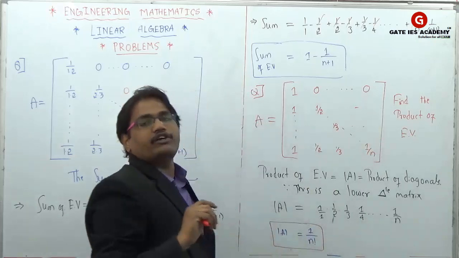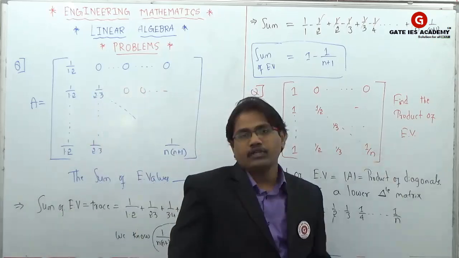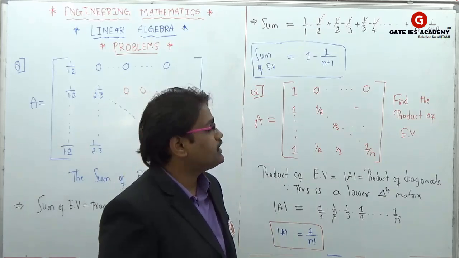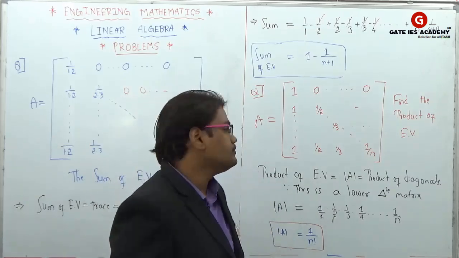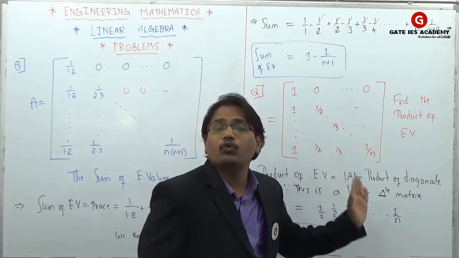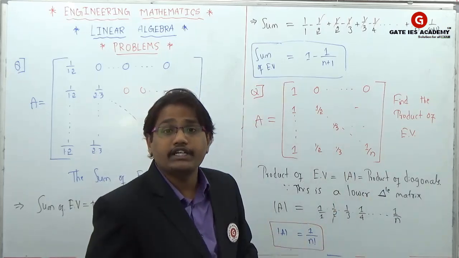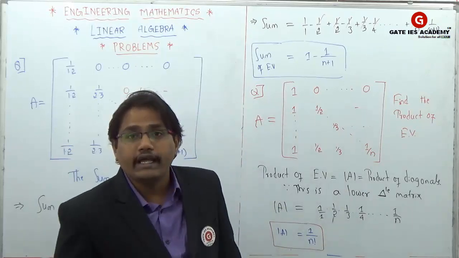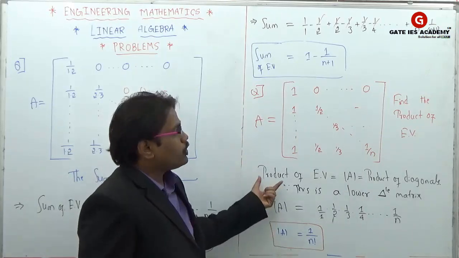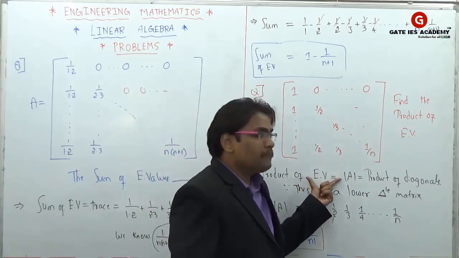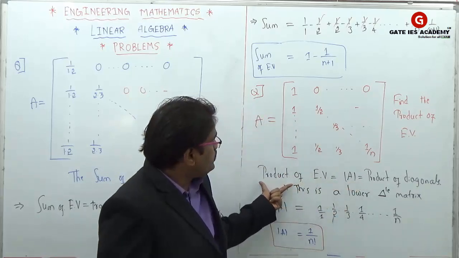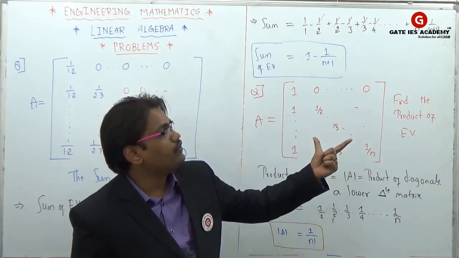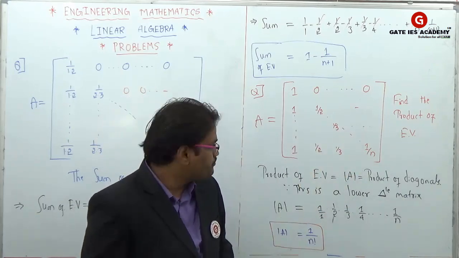And what is asked is the product of eigenvalues. But we know the product of eigenvalues is nothing but, what is that? Determinant, right? But for a lower triangular matrix, what is the determinant, guys? It is nothing but the product of diagonals, right? So the product of diagonals is the determinant, which is again the product of eigenvalues.